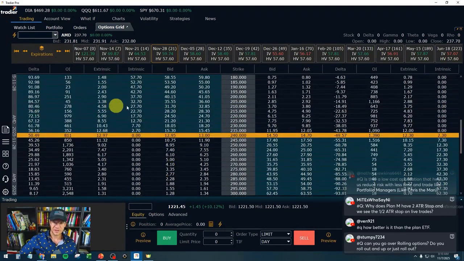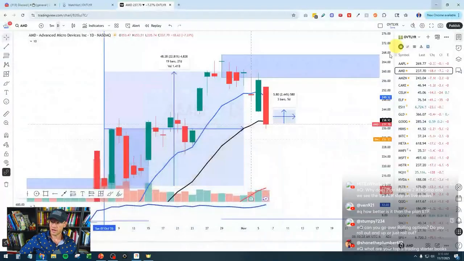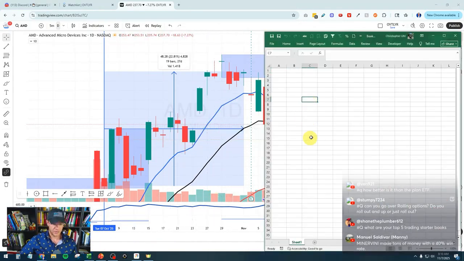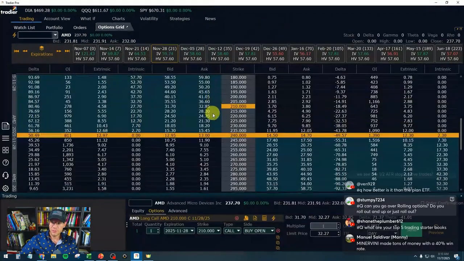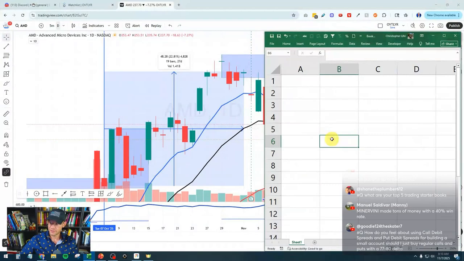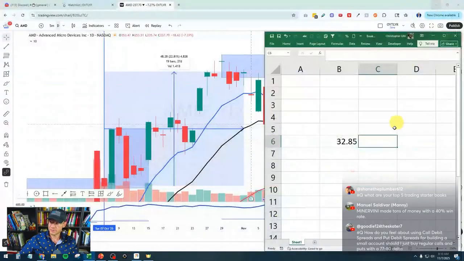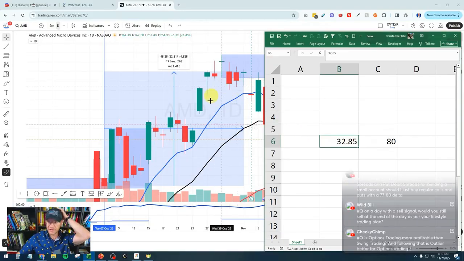Let's say you bought an 80 delta call here, $32. Okay, and the price went up by $5.80. We're gonna have to get this. Chris loves options. This is my specialty, so we're gonna nerd out real hard real quick. So you purchased the option for $32.85. It has an 80 delta, 80.46, we'll just round it to 80. 80 delta means that for every $1 that AMD moves, this option price will move by 80 cents.